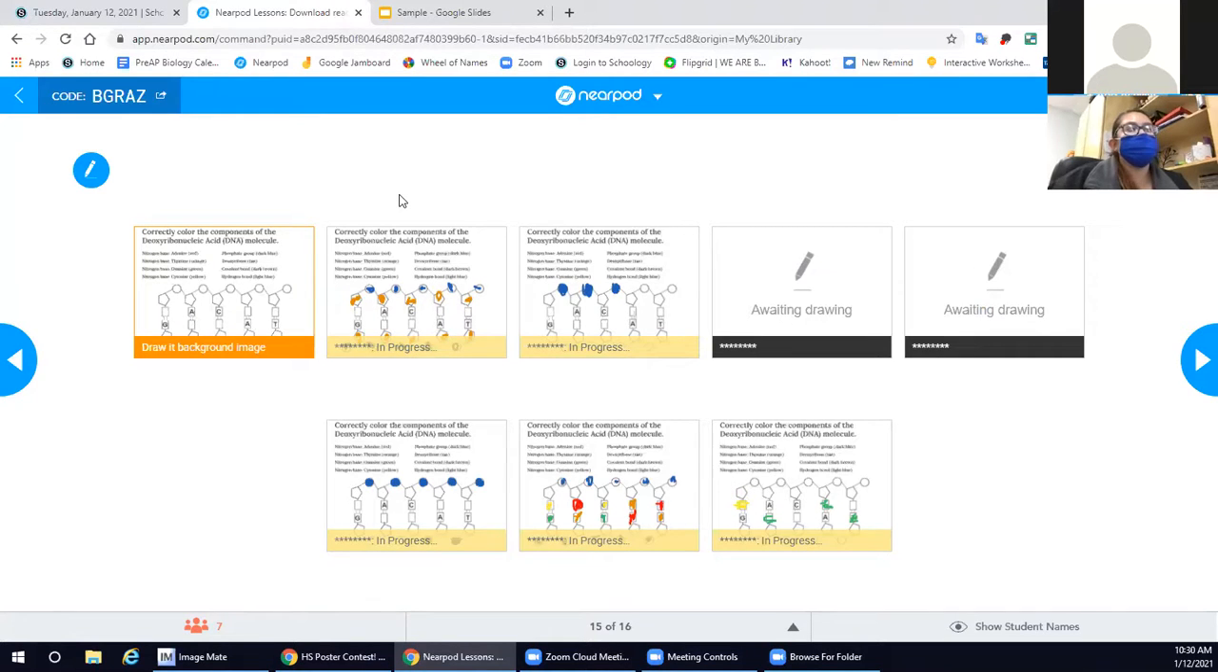So good job. Yes, all your circles should be blue. All your A's should be red. All your T's should be orange. All your guanine should be green. All your cytosine should be yellow.